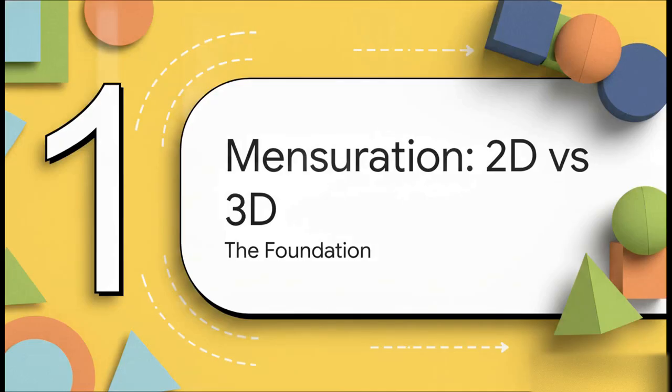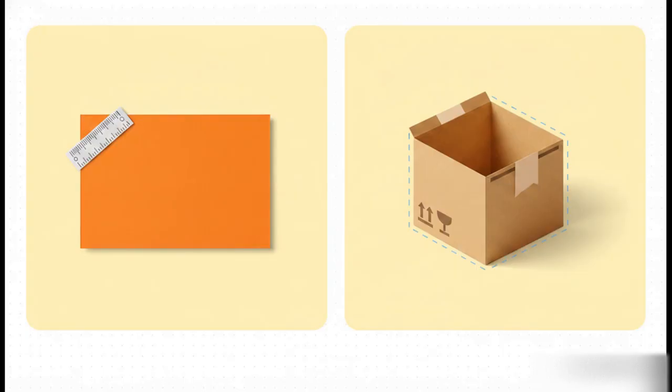Section 1. Mensuration, 2D versus 3D. The foundation. Okay, at its absolute simplest, the word mensuration is just a fancy term for measurement. But what exactly are we measuring here? The really crucial difference lies between 2D and 3D shapes. 2D shapes, like a flat rectangle drawn on a piece of paper, only have length and breadth. Every single edge is entirely visible to you.